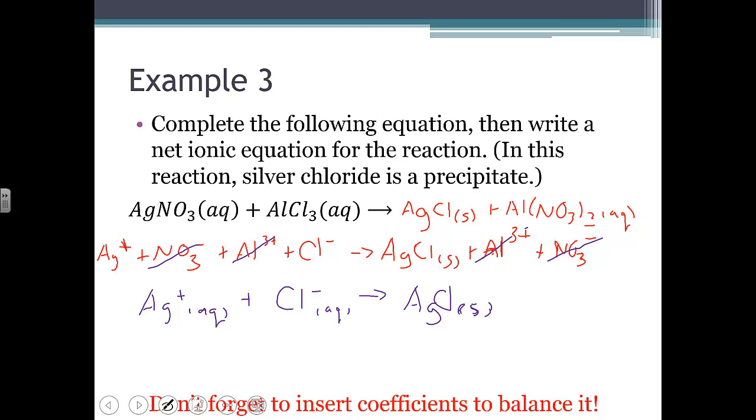So as I count here, on the left I have 1 silver, on the right I have 1 silver atom, on the left I have 1 chlorine, on the right I have 1 chlorine. So my atoms at the moment are balanced. I look at my charges, I have a +1 and a -1 on the left, which add together to give me 0. And AgCl has no charge, so it's also 0. So this one also is balanced as written with just one of each thing. So this is our net ionic equation that's also balanced.